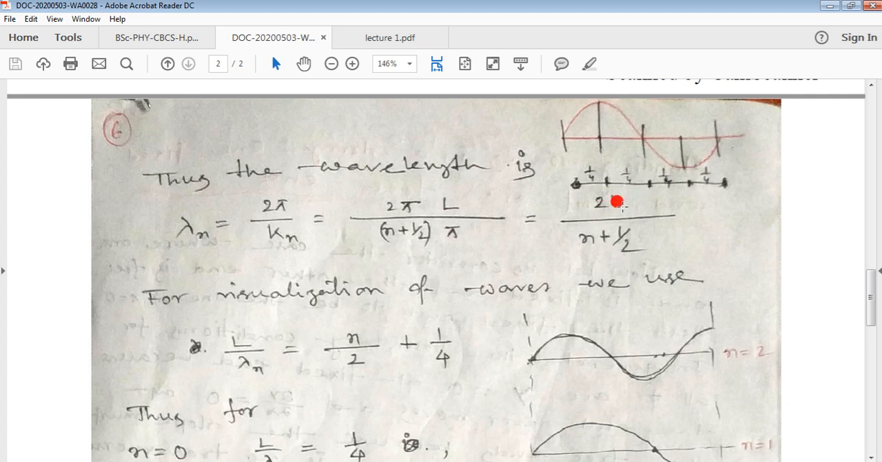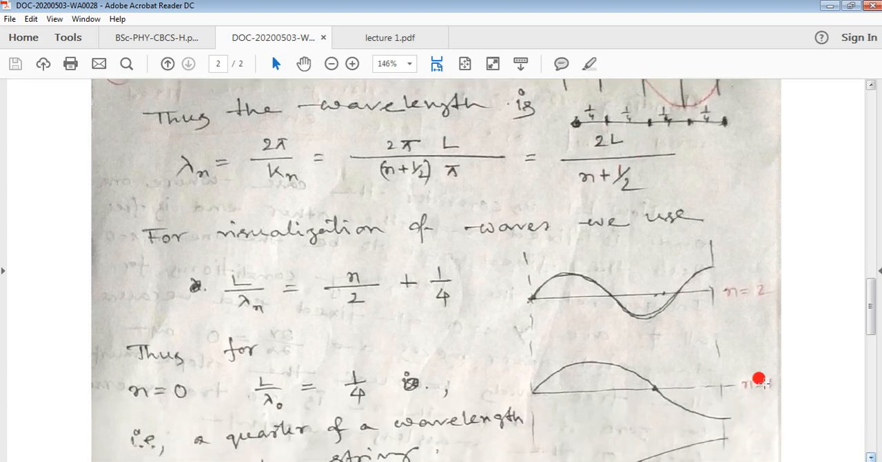However, it is difficult to visualize the patterns of the standing wave directly from this expression. Here we have used another, modified expression, where we use L by lambda n. So L by lambda n will be equal to n by 2 plus 1 by 4. You will get this from the expression: L by lambda n is (n plus half) divided by 2, which gives you n by 2 plus 1 by 4.